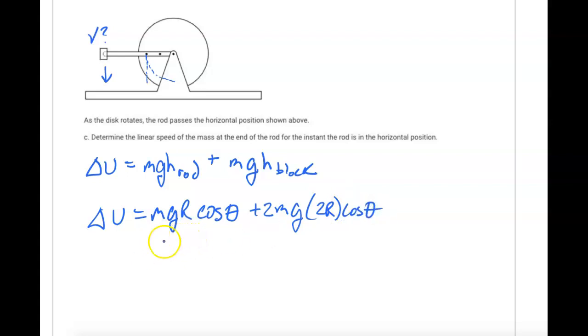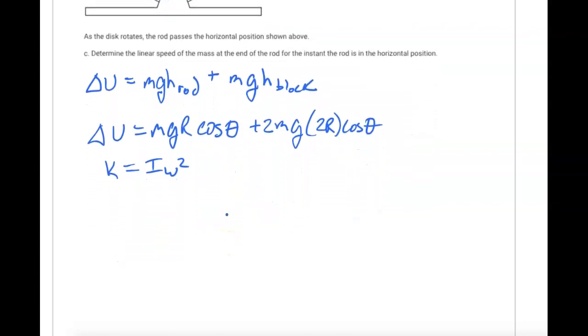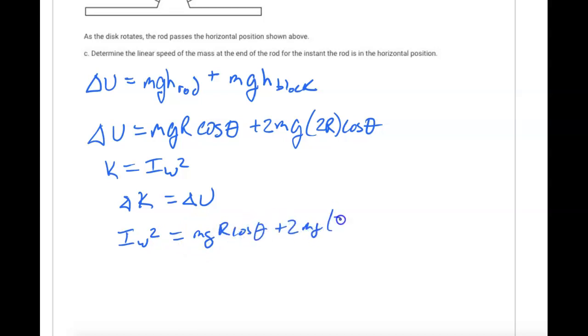All right, so now we know what the potential energy change is. We know kinetic energy is just equal to I omega squared. And remember what we're trying to find here is the linear speed. So we're going to go ahead and use this since it's rotating, and then we can go back and find the linear speed later. So now the change in kinetic energy should be equal to the change in the potential energy. So this is going to be I omega squared is equal to mgr cosine of the angle plus 2mg 2r times the cosine of the angle.